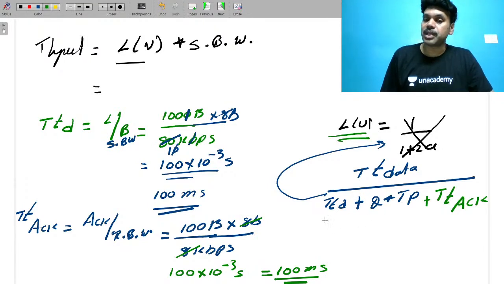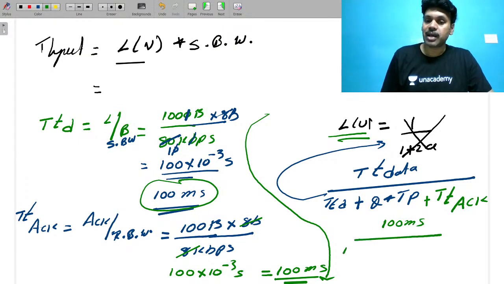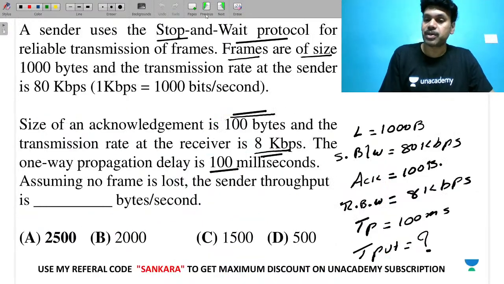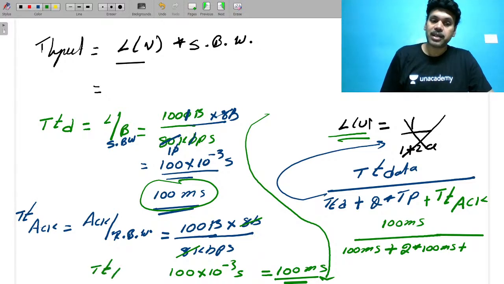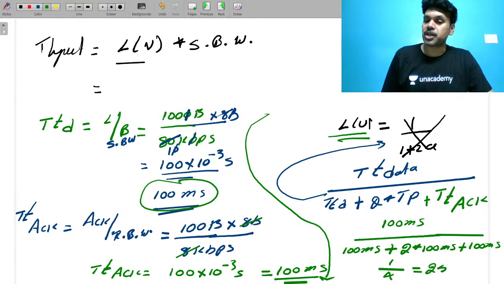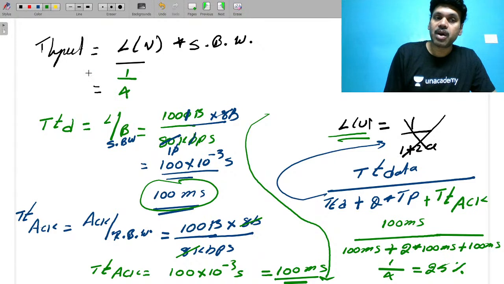So your L of u is Tt for data, 100 ms, divided by 100 ms plus 2 into Tp. Tp is also 100 ms only. 100 ms plus Tt for acknowledgement. Tt for acknowledgement is equal to 100 ms. So what is your final value? 1 by 4, which is nothing but 25% is your efficiency. Right, my dear friends? So you got the final value.